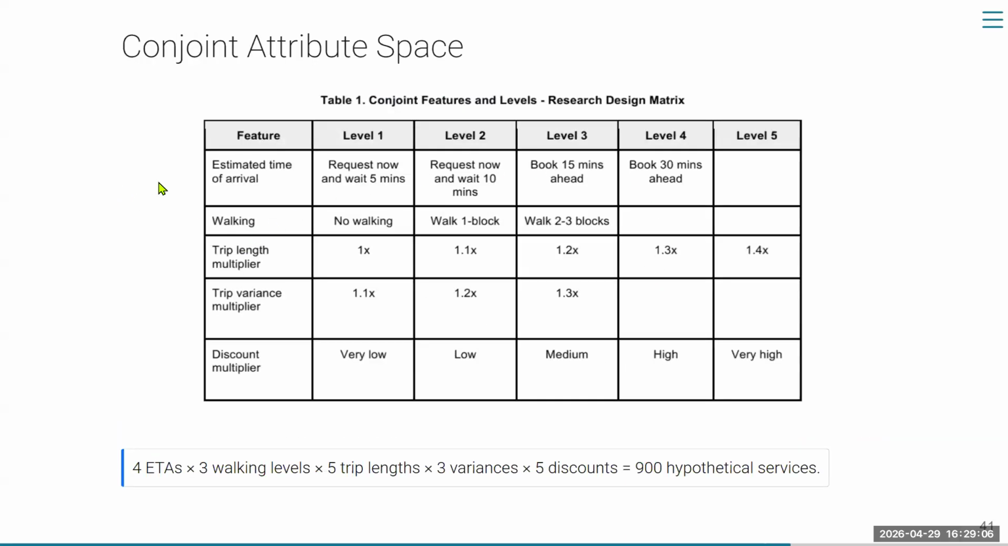So this was the attribute space that they tested: how long do you have to wait for the car to show up? How far do you have to walk? Compared to a solo ride, how much longer is the estimated duration? And how much variance is there in that estimated duration? And then how big of a price discount do we have to give you in order to get you to prefer this? So overall, there were 900 different points in the attribute space that they tested.